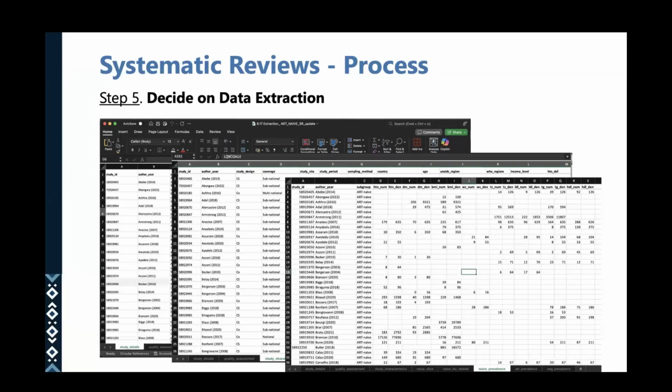If you're doing meta-analysis for something like means, then you just collect the data on the means. So the next step will be to assess risk of bias. So why are you doing risk of bias assessment?